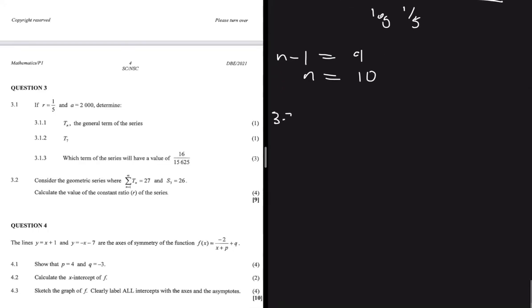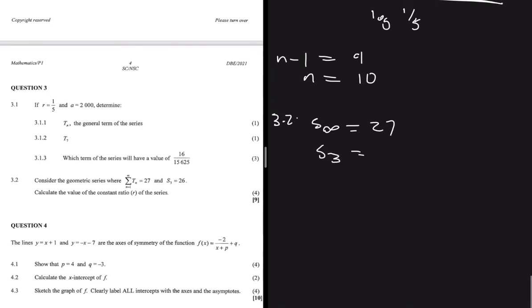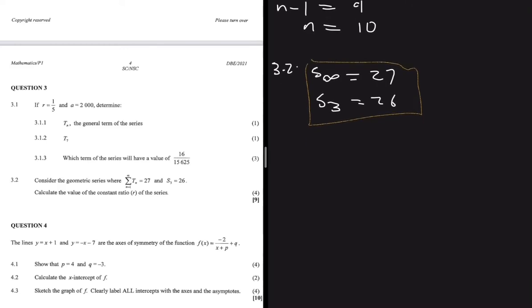Let's move ahead. 3.2 says, consider the geometric series where the sum of infinity terms equals 27 and the sum of the first three terms is equal to 26. Seems like the series is converging here. Then it says, calculate the constant ratio r of the series, right? So this is the only thing we're given, and we're supposed to determine r. So let's write those things down using the formulas and see how we can manipulate it to get r.